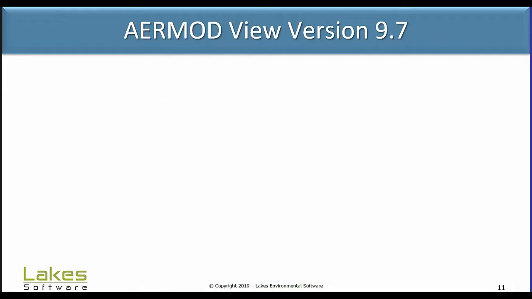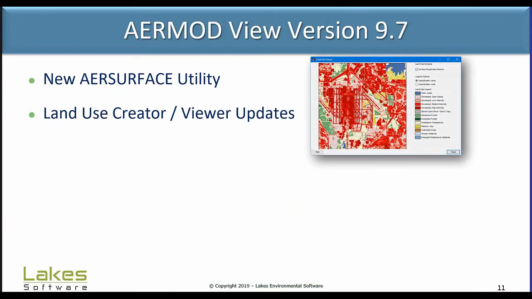So long as you have that land cover file, that's what AERSURFACE needs to perform its calculations. So in AERMOD View version 9.7, of course, we have the new AERSURFACE utility. We've also updated not only the Land Use Creator, but the Land Use Viewer as well, such as in this image that you see on the screen here. It identifies the different land use categories within that 10 kilometer by 10 kilometer block, as well as showing the surface roughness sectors. So you have a nice image where you can see what the land use looks like according to NLCD for your particular project location.